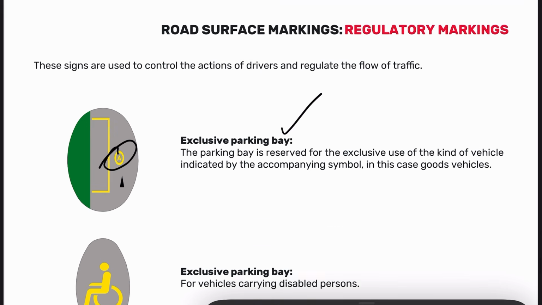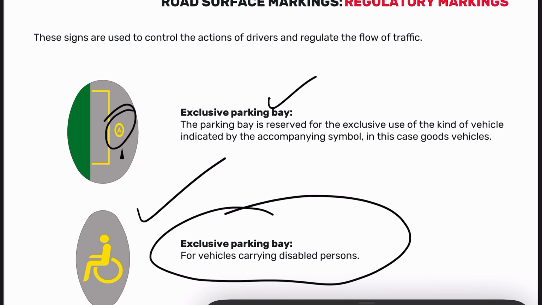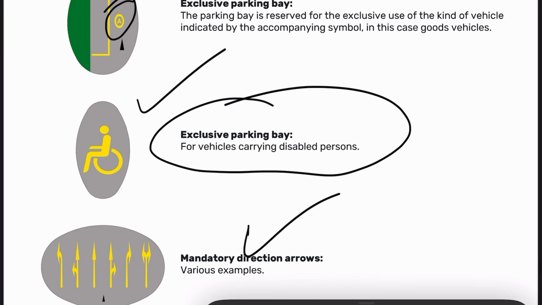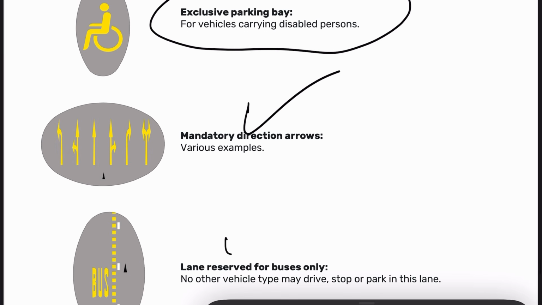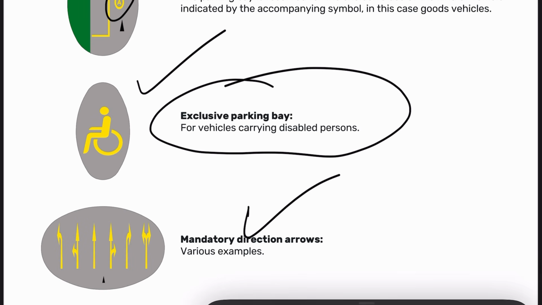Okay? So don't feel special. Right. So then you come here. Here is an exclusive parking bay for ambulance, an exclusive parking bay for disabled people, and then mandatory direction arrows, and then bus lane, and so forth. I'm going to hold this session here today, and then I'll see you in the next session. I know that it's still nice, but I want you to watch this video over and over so that you understand everything that I said.